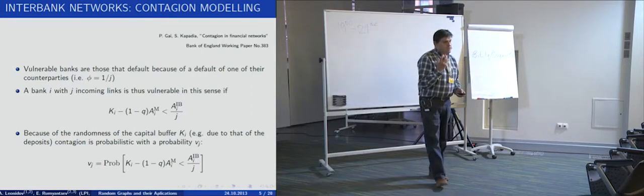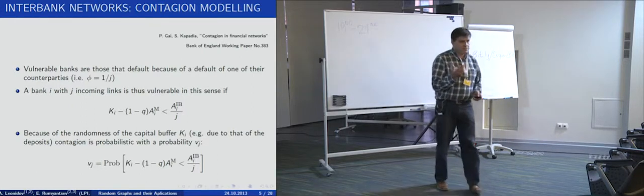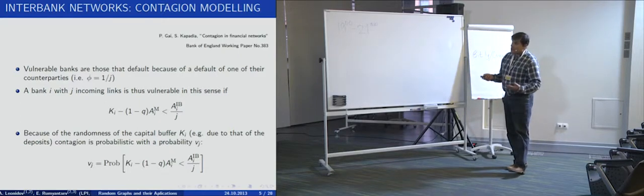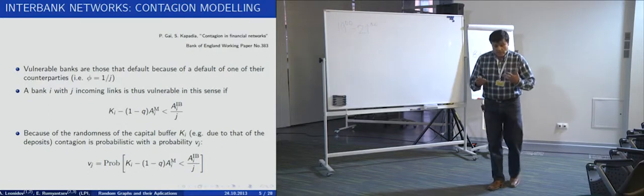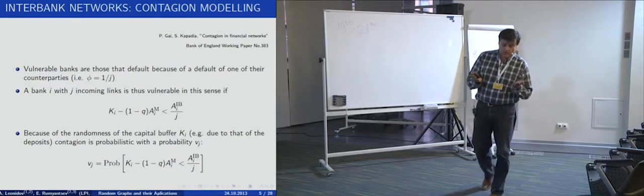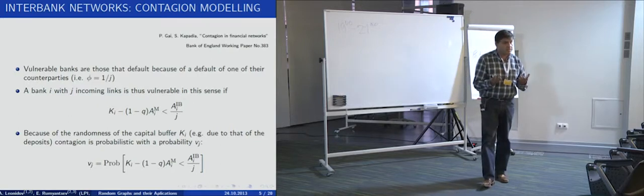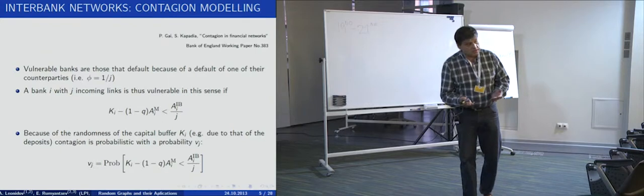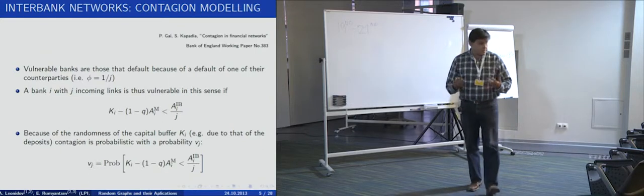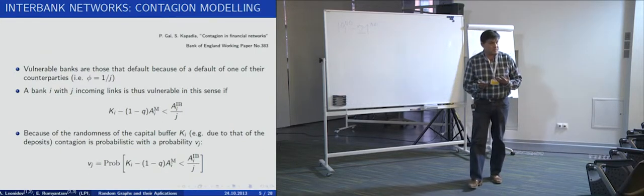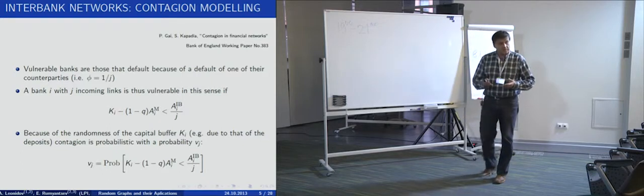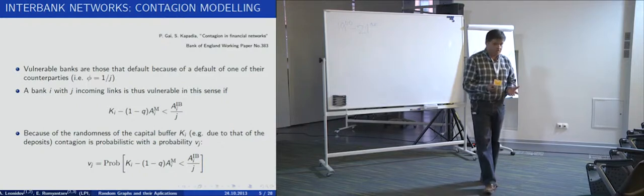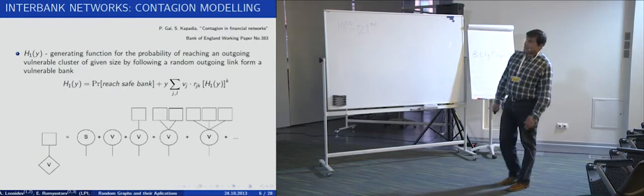And this is a very important simplification, as you will see later. And then the capital buffer is random because you have some stuff like stocks, for example, something that fluctuates on a daily basis. So this brings a probabilistic element into the game. And then you have a probability of default. So this is a probabilistic process that propagates on this oriented network.